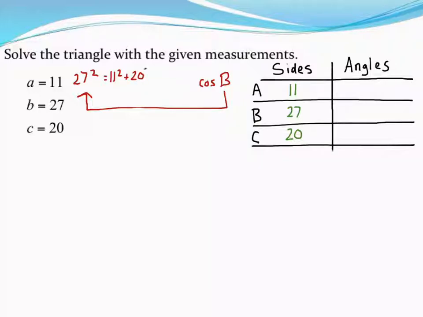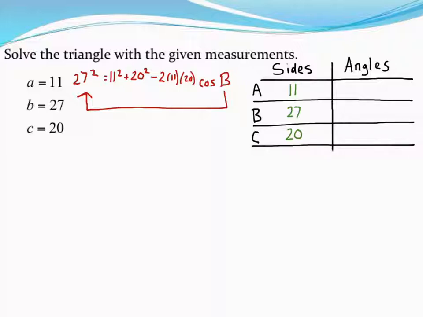Now it's kind of like the Pythagorean theorem: 27 squared equals 11 squared plus 20 squared. However, that only works for a right triangle. Since this one's not right, we need to do an adjustment. And that adjustment is to subtract 2 times the two sides, 11 times 20, and then cosine of B. So that's how I remember how to get this set up.